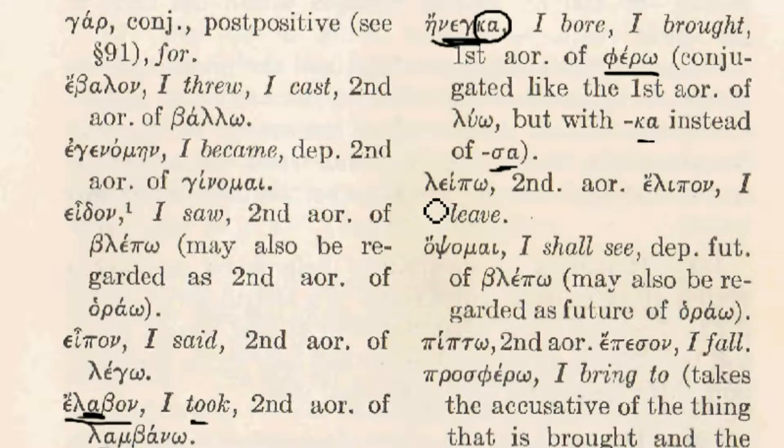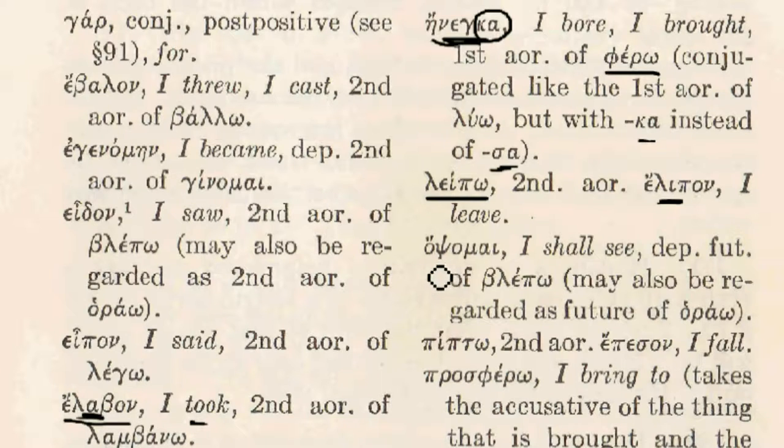Here's the word leipo, I leave, and the second aorist form of it is elipon, I left. And so the end of the stem here is fairly similar. We just dropped out the epsilon, so it became lip. Elipon, I left.